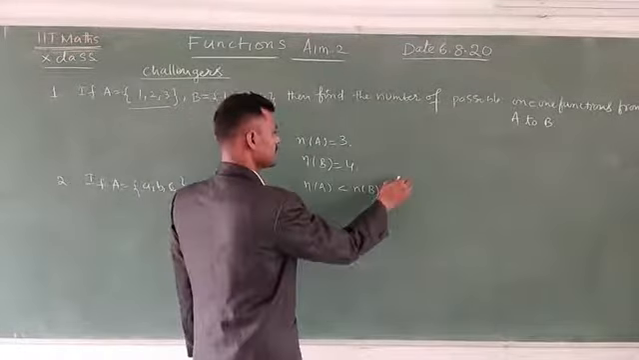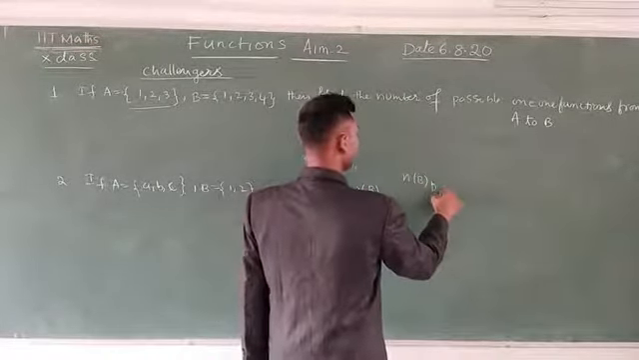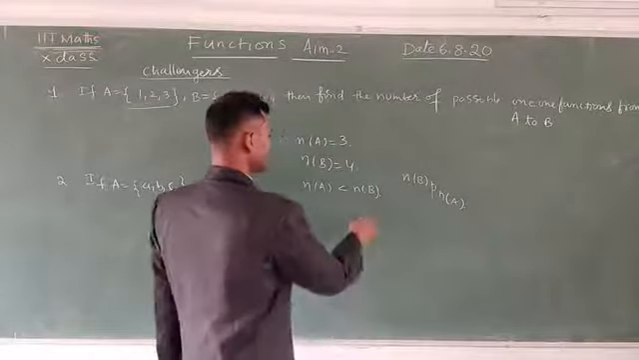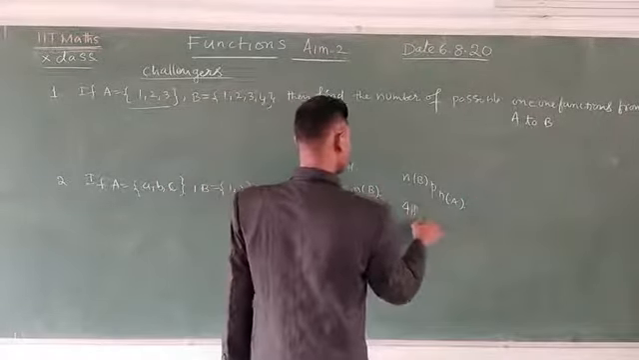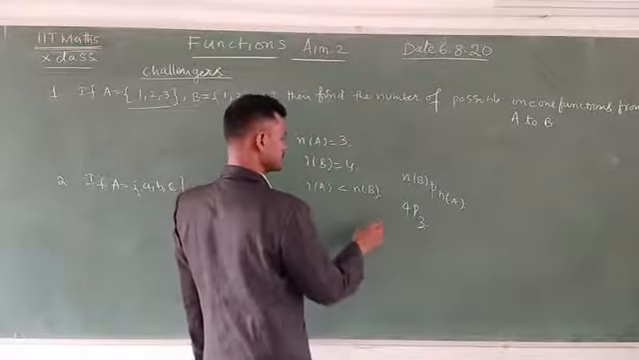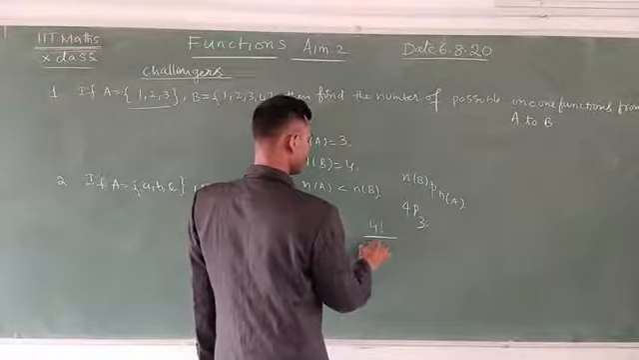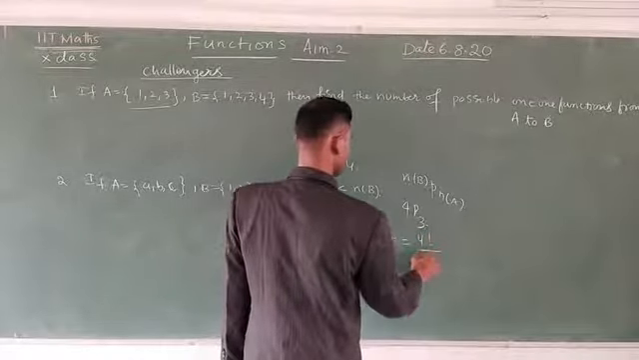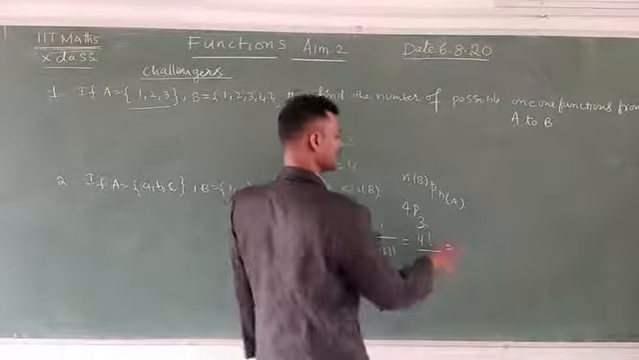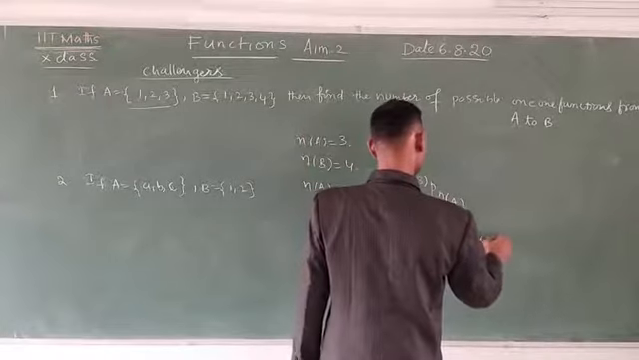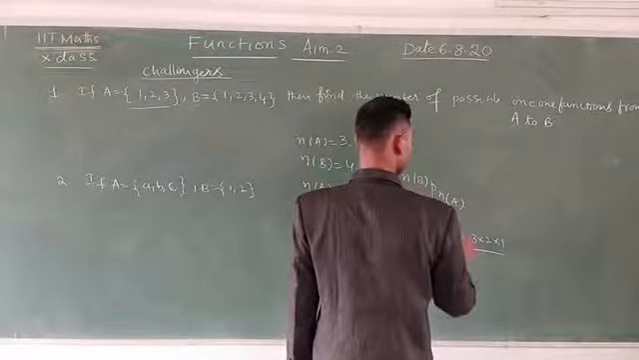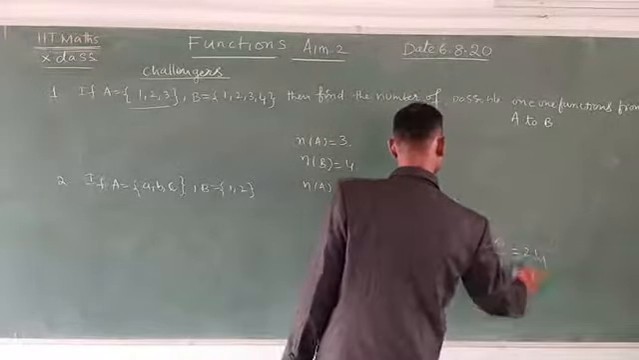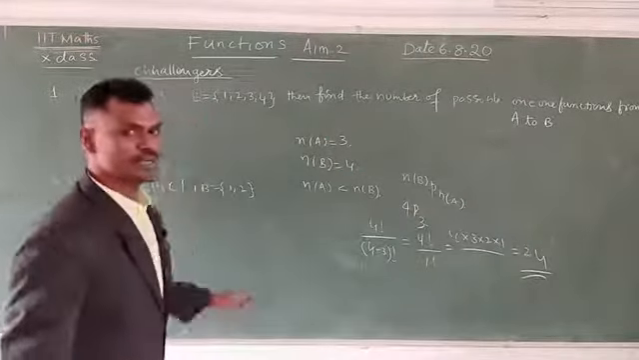Now the number of one-one functions is n of B P n of A. Then here 4P3 is written as 4 factorial by (4 minus 3) factorial. Here 4 factorial is 4 into 3 into 2 into 1, divided by 1 factorial. 4 threes are 12, 12 twos are 24. The answer is 24 one-one functions. Now we have to try at home.